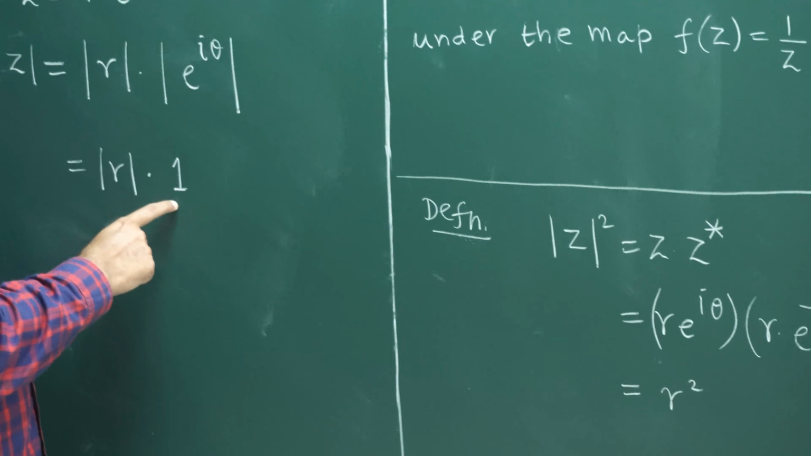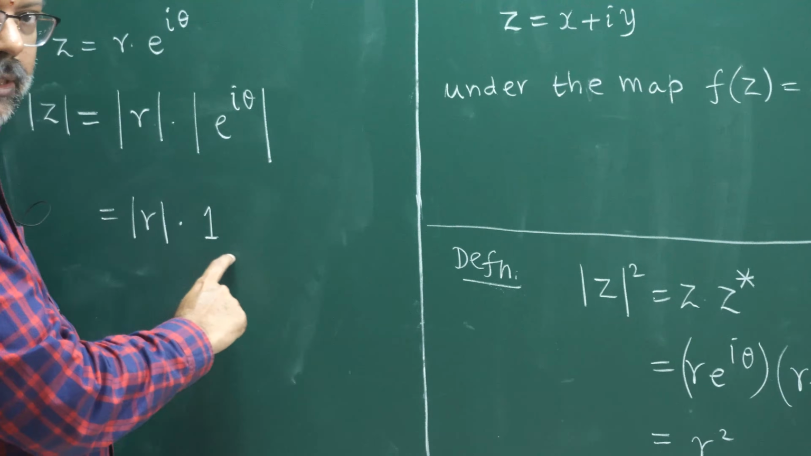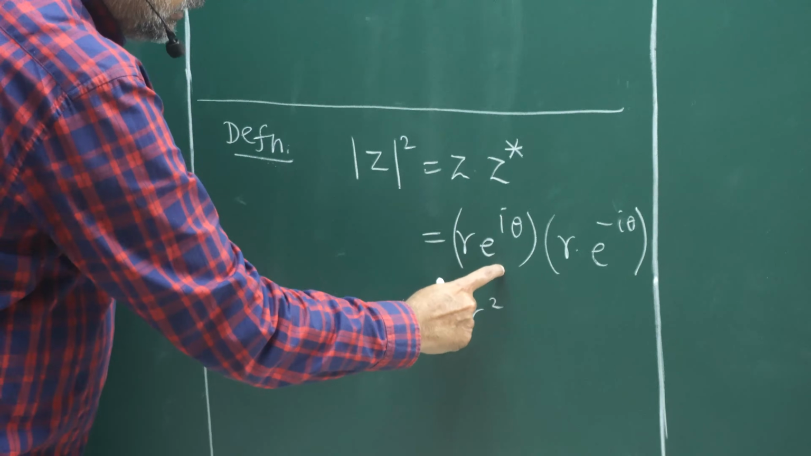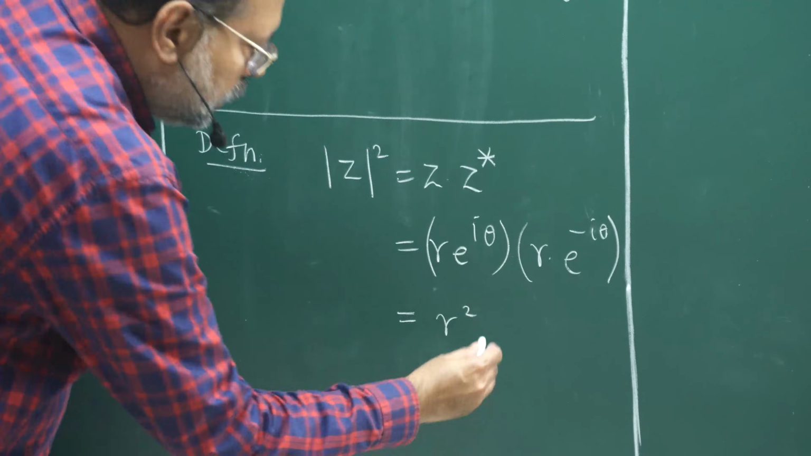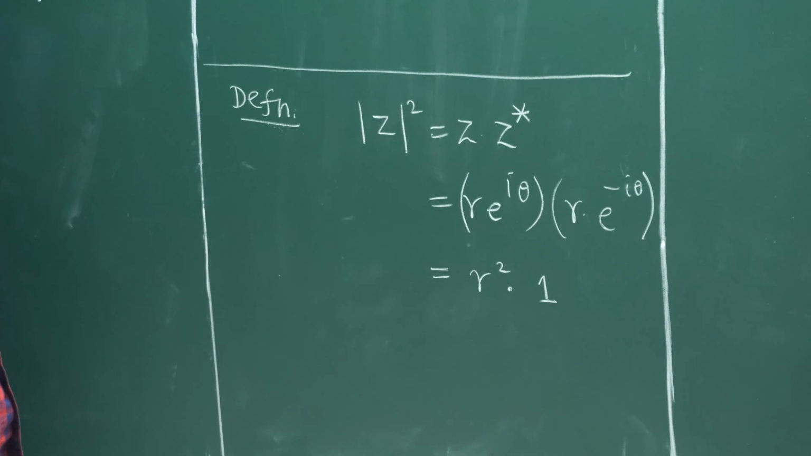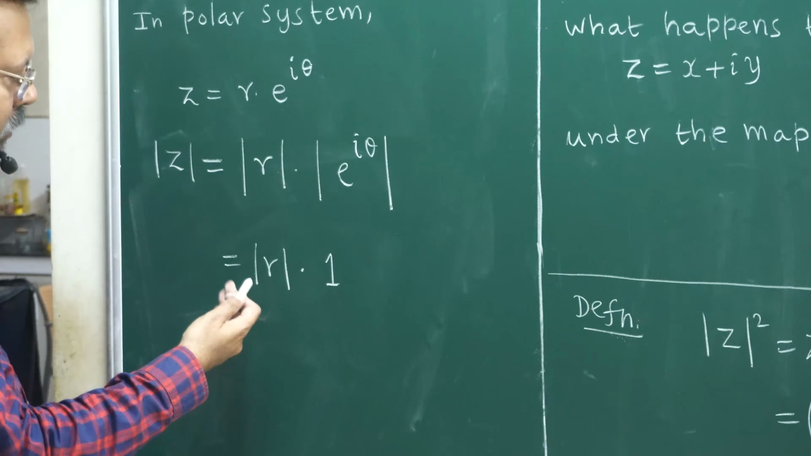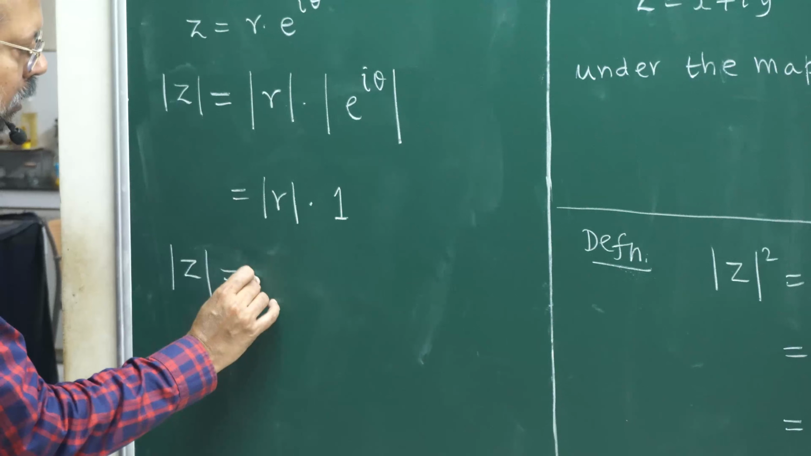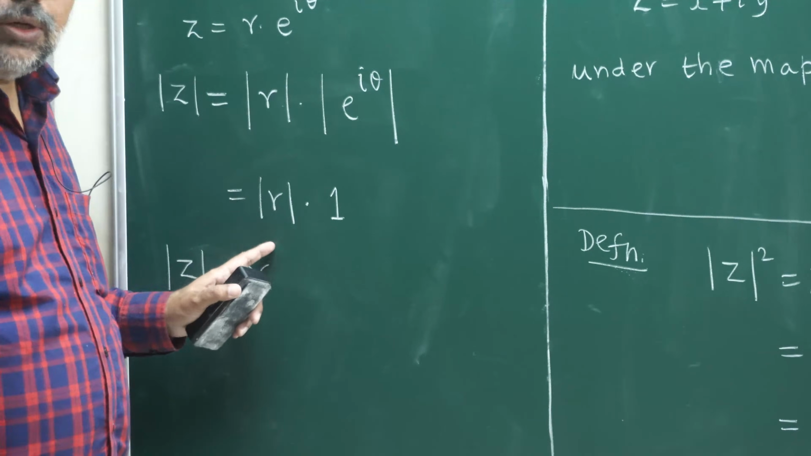So here you have a 1, and I am explaining why 1 came here. This 1 is nothing but e to the power of i theta times e to the power of minus i theta. That's the product that you have, and therefore I am having a 1 here. So that is the reason why you got a 1. So ultimately you are getting this expression, namely modulus of z equal to r. And in fact, you see that this modulus has been removed.